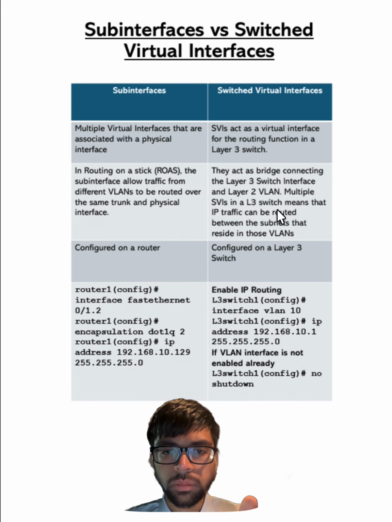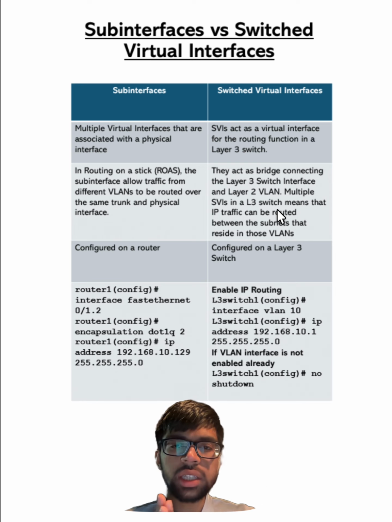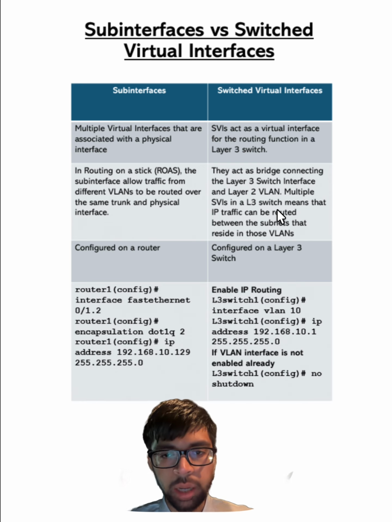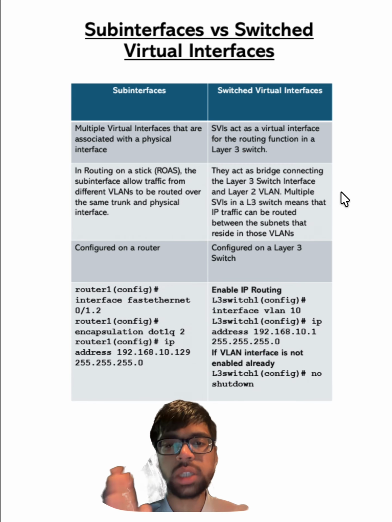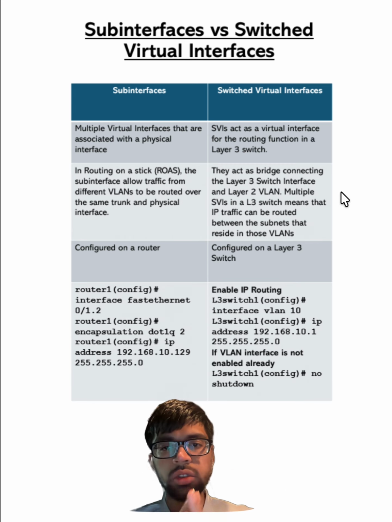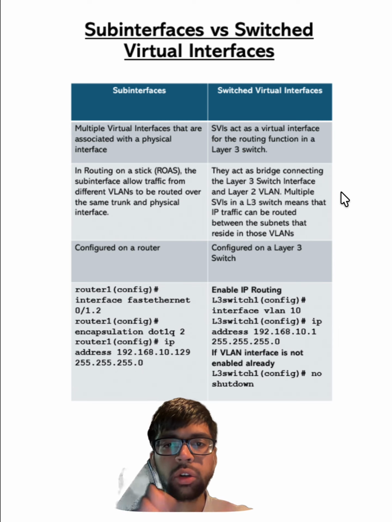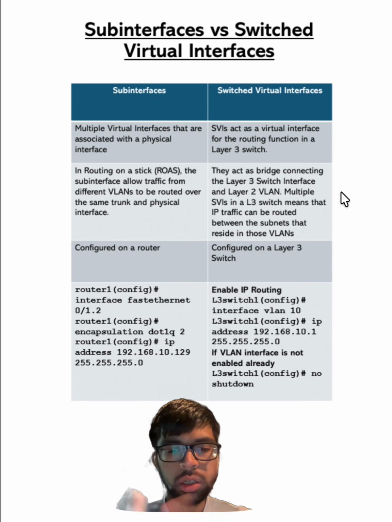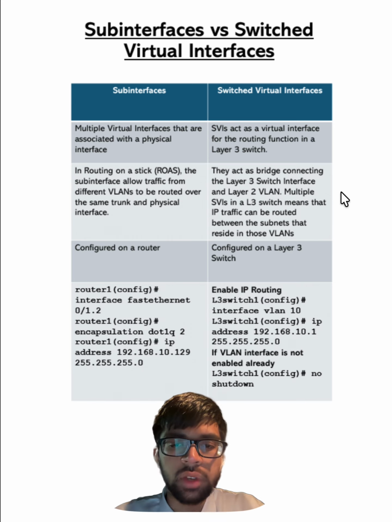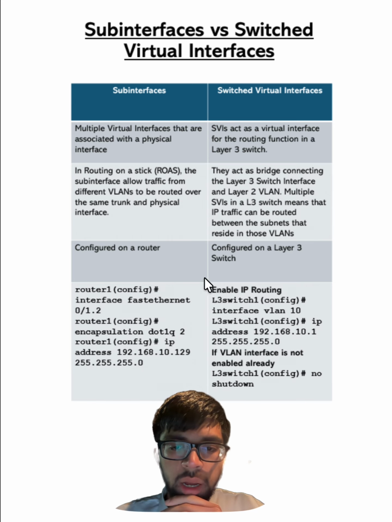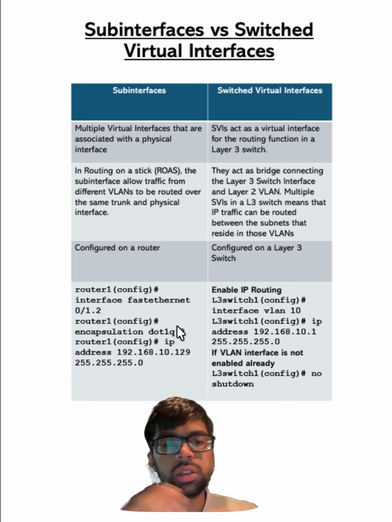So multiple SVIs in a switch means that IP traffic can be routed between subnets that reside in our different VLANs. Okay, so they allow that cross-subnet communication across different VLANs with multiple switch virtual interfaces. And this is a sample of how we would configure sub-interfaces and switch virtual interfaces.